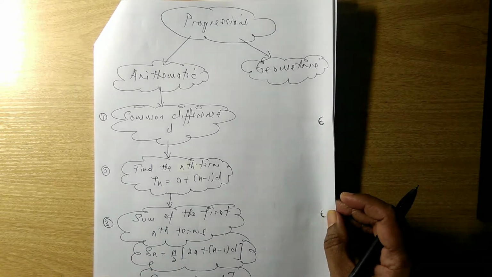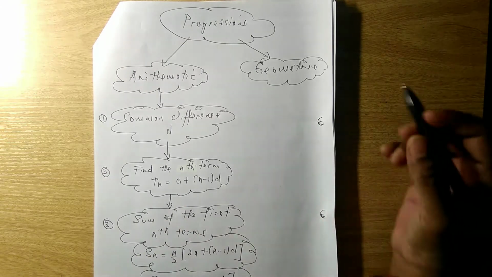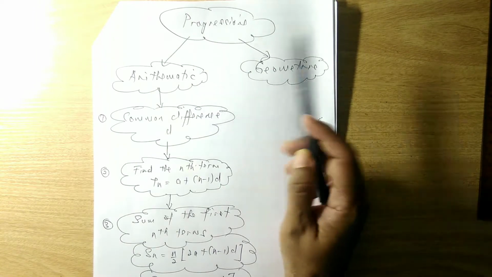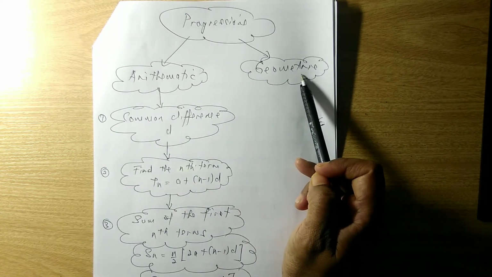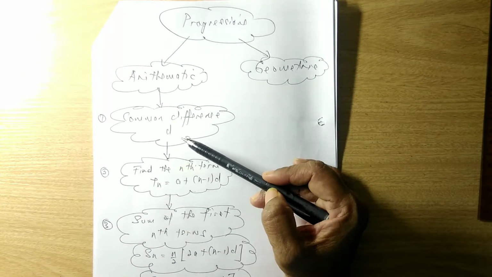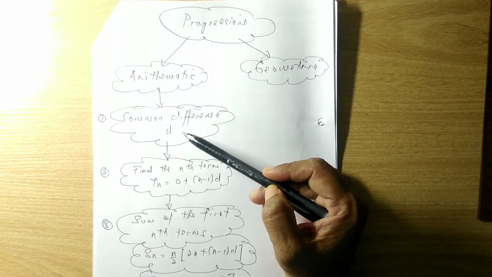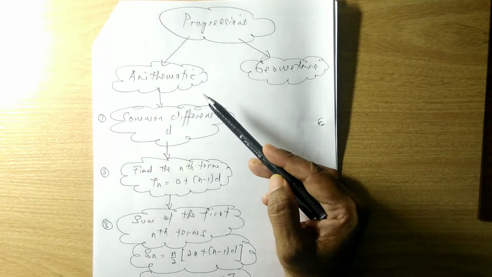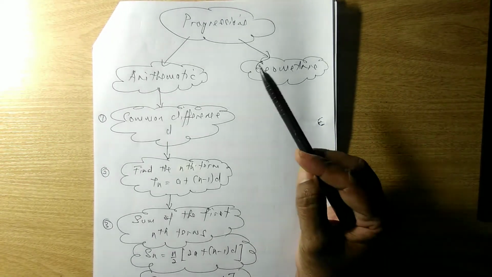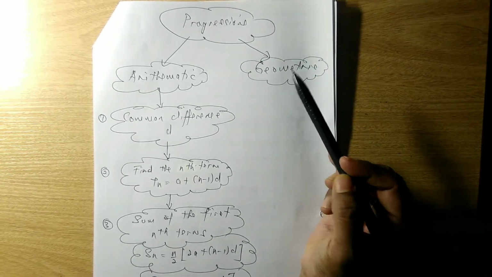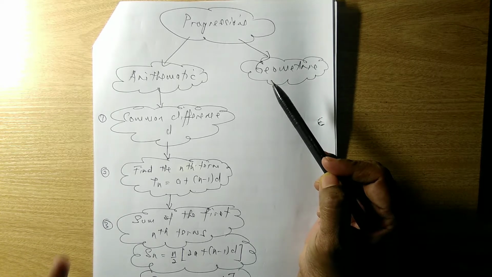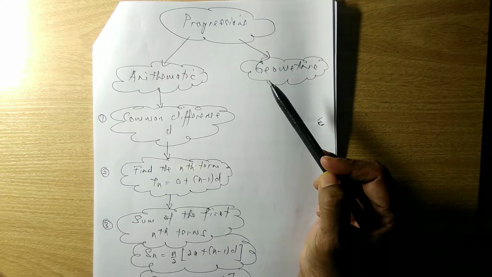Before we move on, a short recap of what we have done. Progression has two parts: arithmetic and geometric progression. Previously, for arithmetic progression, we saw the common difference, meaning the difference between neighboring terms is the same. Under geometric progression, we call it the common ratio, meaning the ratio between two neighboring terms is common throughout the progression.